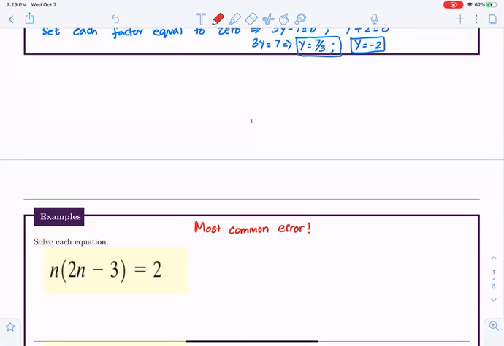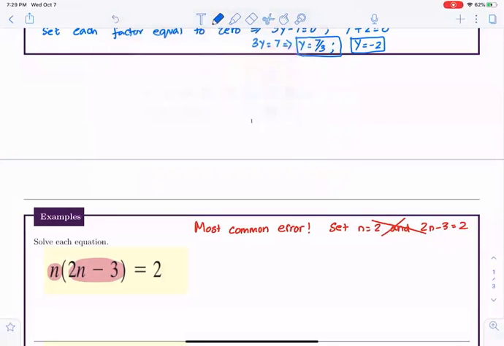What do I mean by that? Students often tend to write it as, okay, the right-hand side is just 0 as in the previous problem, so we set each factor equal to 0. I have factors here, n is a factor, 2n minus 3 is a factor, so I could just set n equals 2 and 2n minus 3 equals 2 and solve. And that is completely wrong. We can only set each factor equal to something if that something is 0. So the right-hand side has to be 0, which it is not in this case.